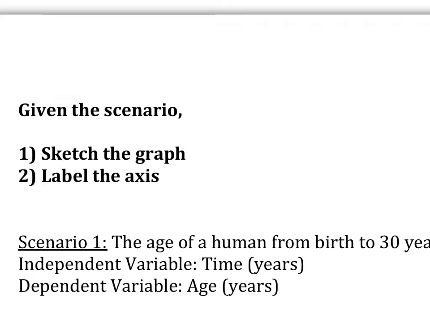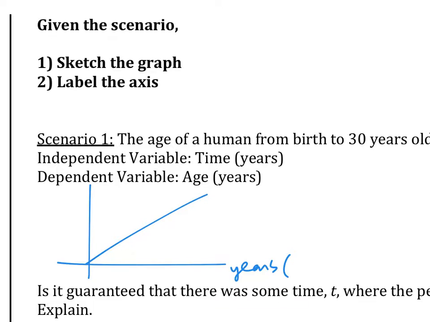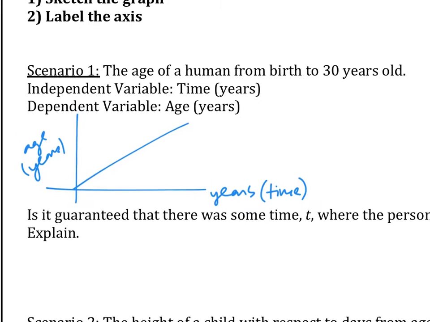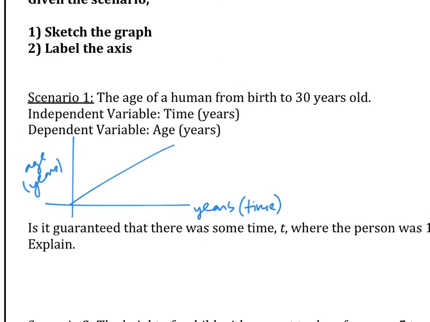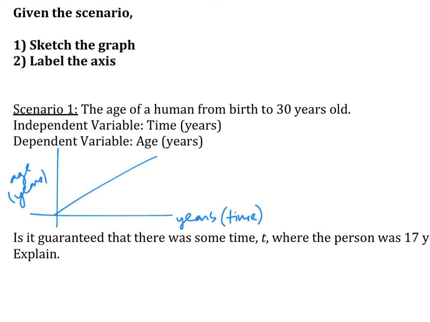Okay, good. So pretty much all of you drew this. You said this is years of time, and then you said this is age, also in years, and then you said it's linear. Okay, let me ask you a question. Is it guaranteed that there was some time t that this person was 17 years old? Is it guaranteed that this person was 17? Yeah. How do you know?